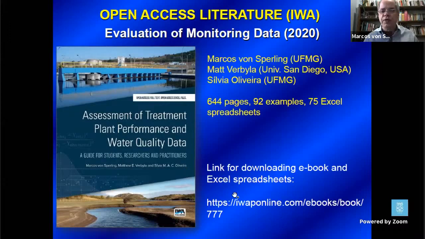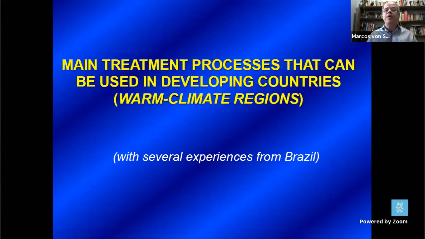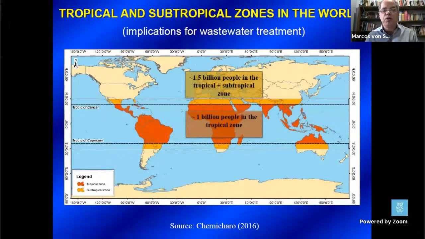Now moving into the main wastewater treatment processes that can be used in developing countries, and as we highlighted, in warm climate regions. Of course, most of what I will present comes from experiences from Brazil, my country. So warm climate regions, what are we talking about? Of course, we are talking about Brazil, we are talking about Indonesia, and we are talking about this whole area here, covering tropical zones in which we have 1 billion people.